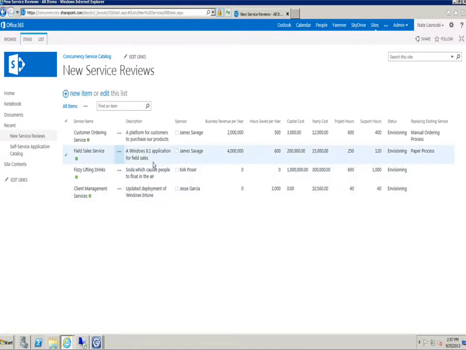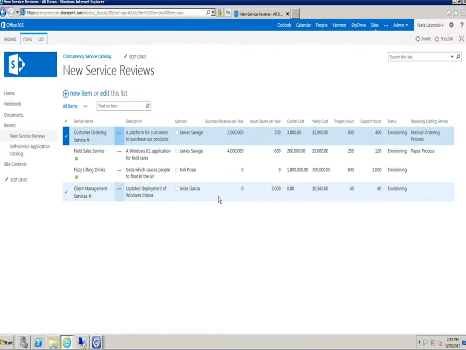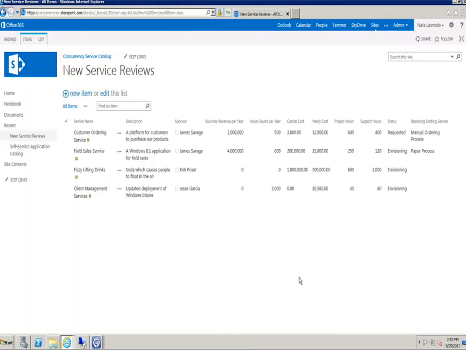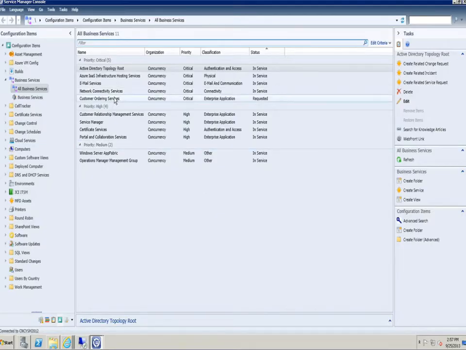So once I move these particular services out of the envisioning process and bring them into a production process, it allows me then to show this within my tool. So for example, I'm envisioning, I'm going to put this in the requested state. So now that's in a requested state. So I'm going to go into my Service Manager console. And in my Service Manager console, I'm provisioning services. So I can see, here's my customer ordering services that I'm provisioning.